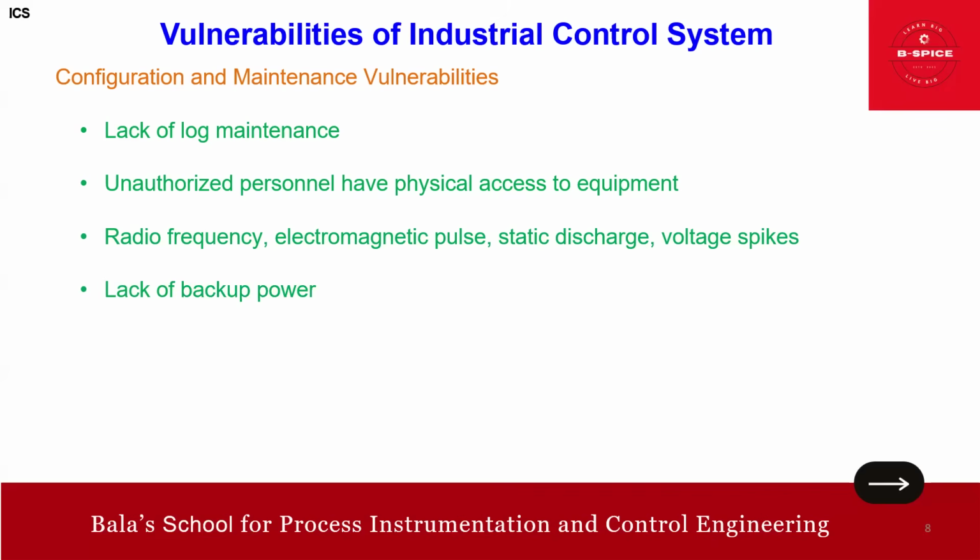Then lack of backup power. In the absence of backup power for essential assets, a widespread power outage can result in ICS shutdown. I hope you agree. Potentially creating a hazardous situation, right? Additionally, the loss of power could result in activation of insecure default settings also.